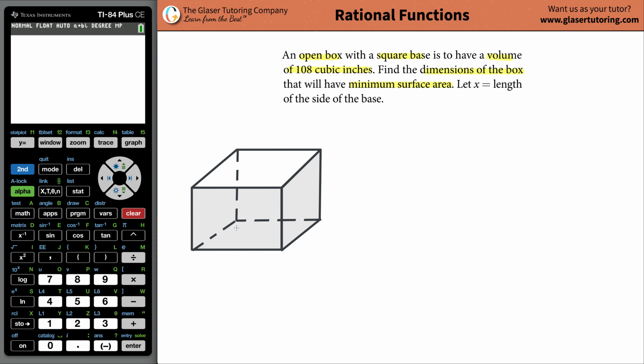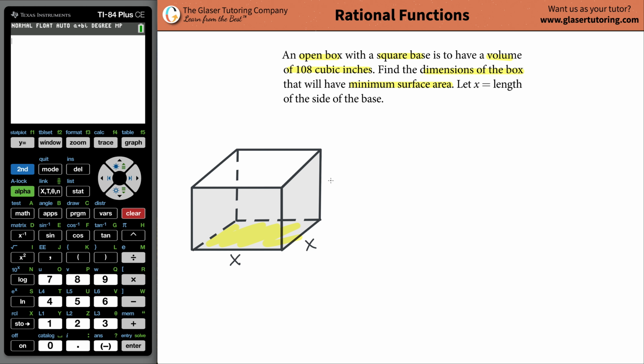Now I know the base of the box, this part over here, has to be a square. Now it says let x equal one of the lengths of the sides of the base. So if this side is x, then that also has to be x. That's what a square is, four equal sides, right?